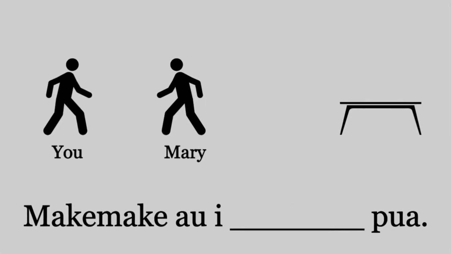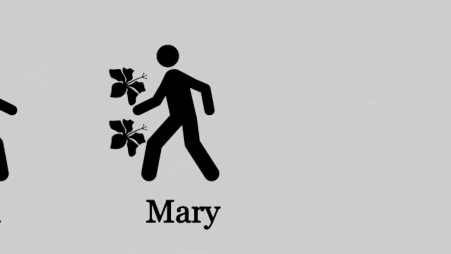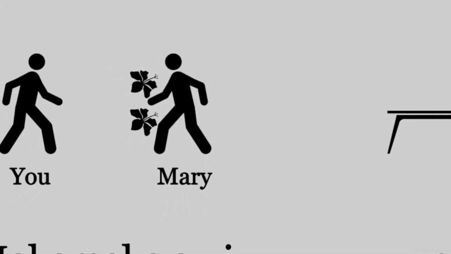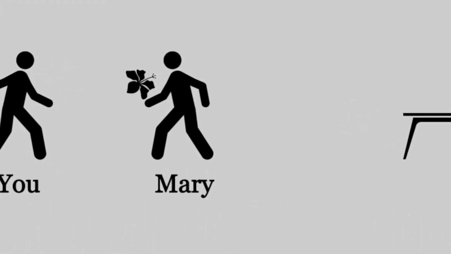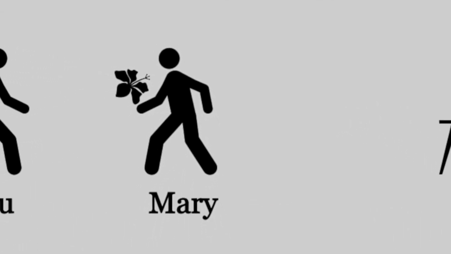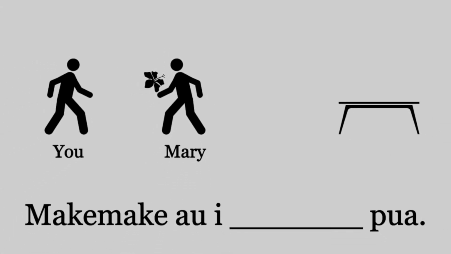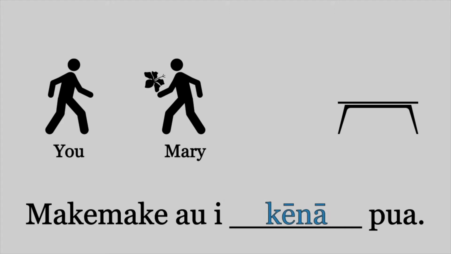Well, let's say now there are two flowers near Mary, the person to whom you are speaking. You say, Makemake au I ke na mo pua. Because there are more than one, so we're doing plural, and the flowers are near the person to whom you are speaking. Okay, well, how about we say now Mary just has one flower near her. You say, Makemake au I ke na pua, just the singular. I want that flower.